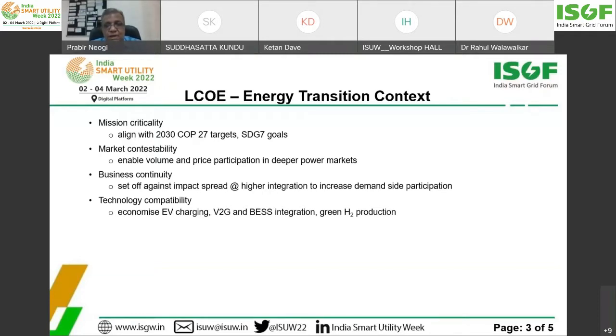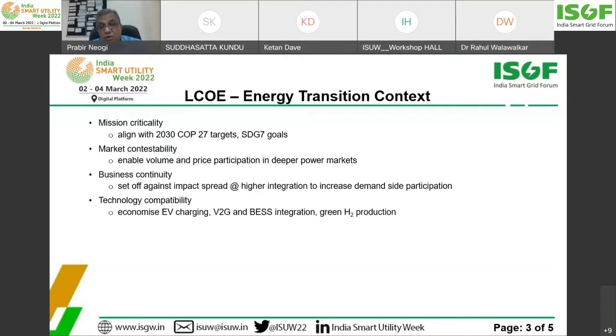Just in a nutshell, we are trying to make reliable, affordable, and modern energy accessible to all. And we are also trying to increase the RE share in the total energy mix. So if that be so, LCOE is going to be highly mission critical, without which, as I said, the deployment at scale would not be feasible, because we will not be able to create the demand pool unless the cost is affordable as well as the quality of supply reliable.